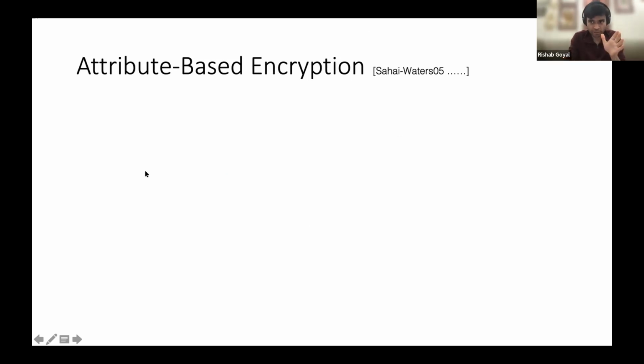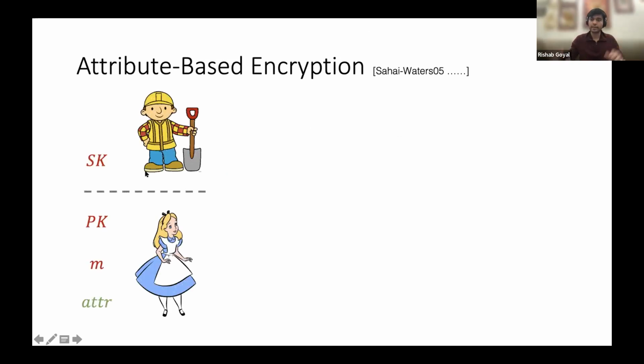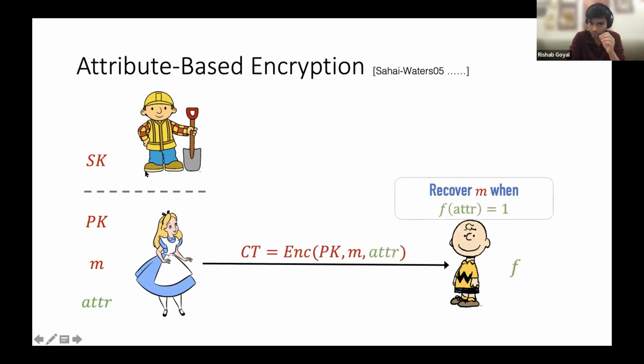Attribute-based encryption is a fine-grained notion of encryption which allows fine-grained access over encrypted data. It can be pictorially listed using the following picture where we have two parties, Alice and Bob. Alice has some private data M and wants to share this private data M with the people who satisfy certain attributes. Bob has a secret key, Alice has a public key, and Alice basically encrypts her message under these attributes.